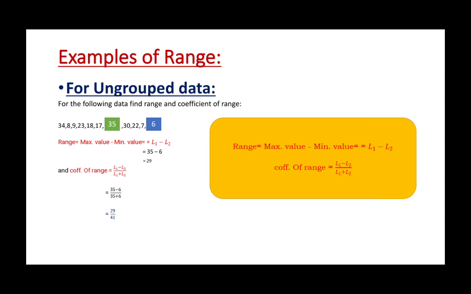First one is ungrouped, second one is group discrete, and the third one is group continuous data. Now, we have to find the measure of dispersion for all these three types of data. So there is a slightly different formula for different types of data. So now first we will see the range for ungrouped data.